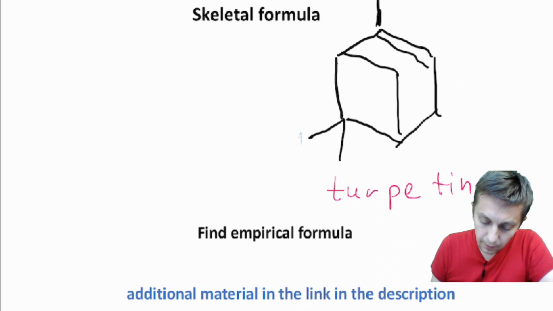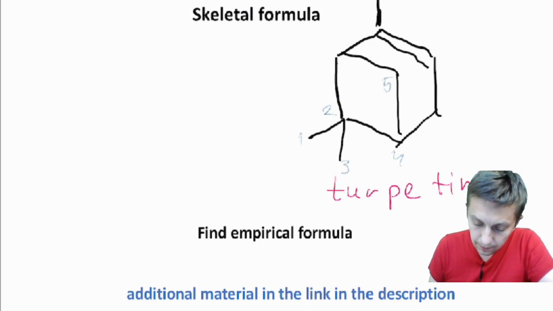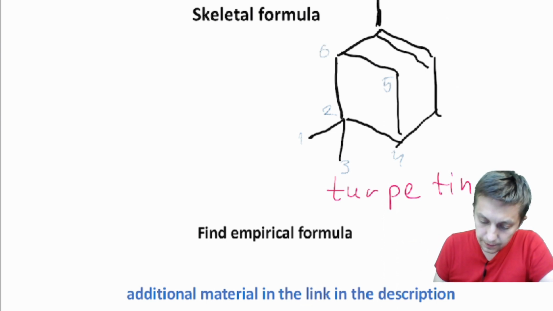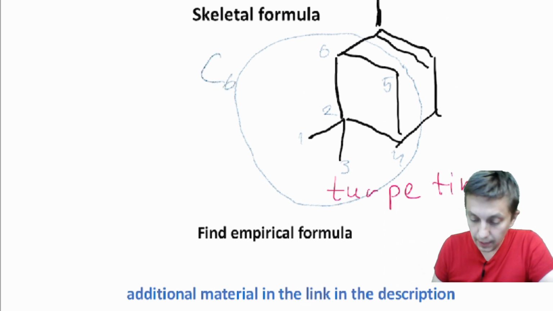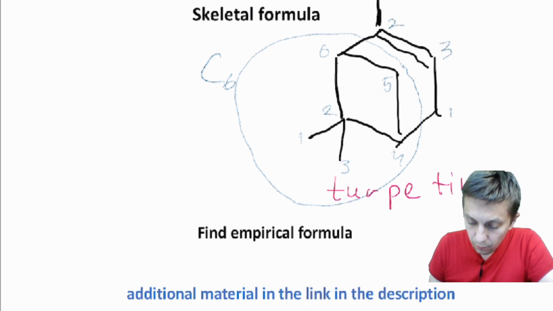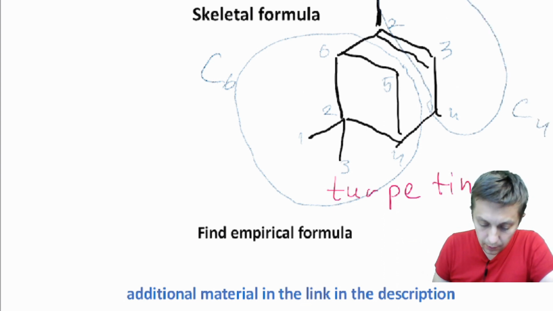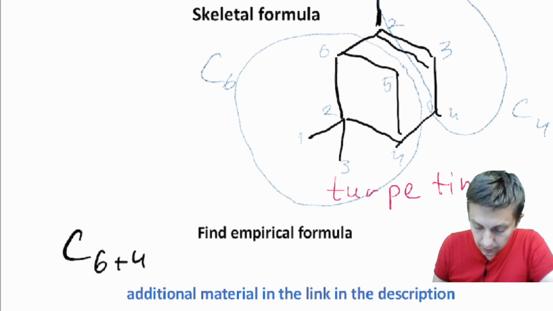So 1, 2, 3, 4, 5, 6. We're marking it as a C6 fragment. And 1, 2, 3, 4. It's a C4 fragment. So overall, we have C6 plus 4, or we have C10.